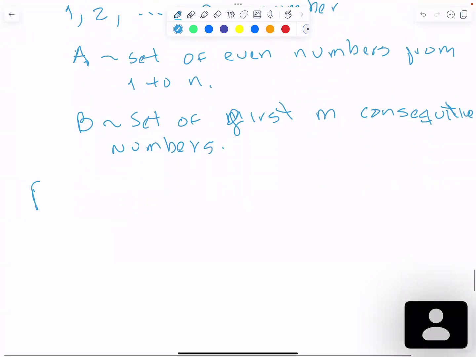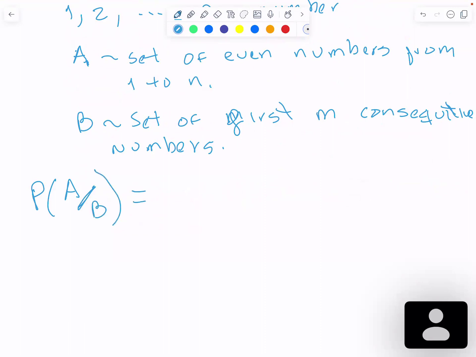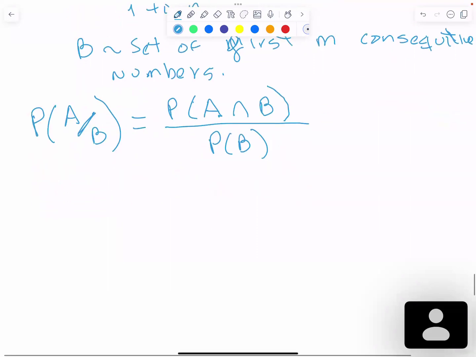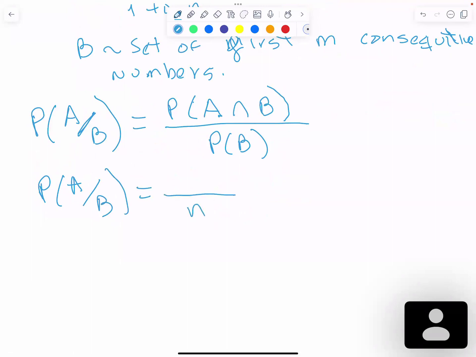I will prove that the probability of A, picking an even number, given that you are in the first m consecutive numbers, equals the probability of being even and at the same time being in the first m consecutive numbers, divided by the probability of being in the first m consecutive numbers. Now, the probability of A, given the fact that you are in B, is exactly, out of the n consecutive numbers, the number of evens.